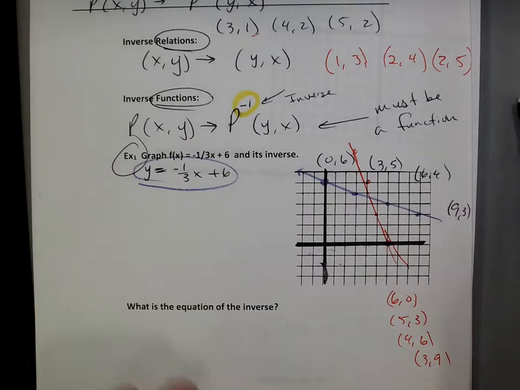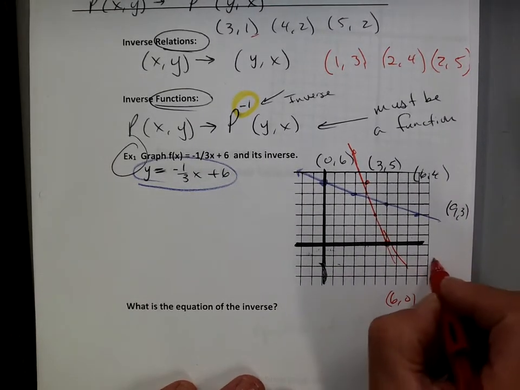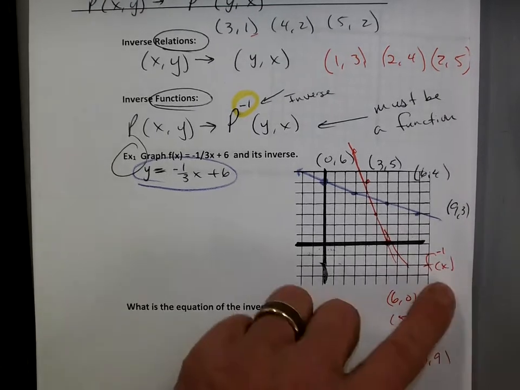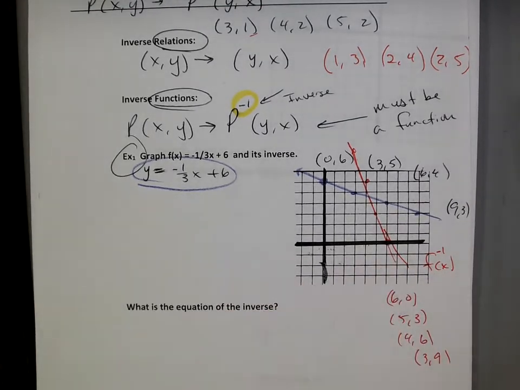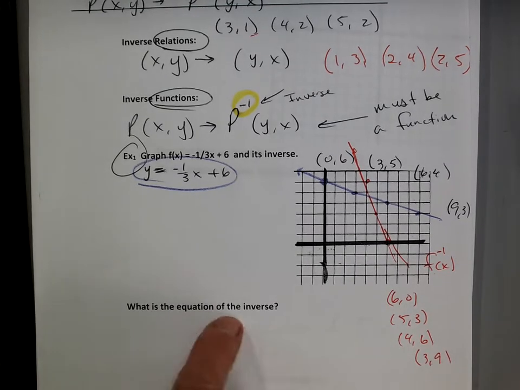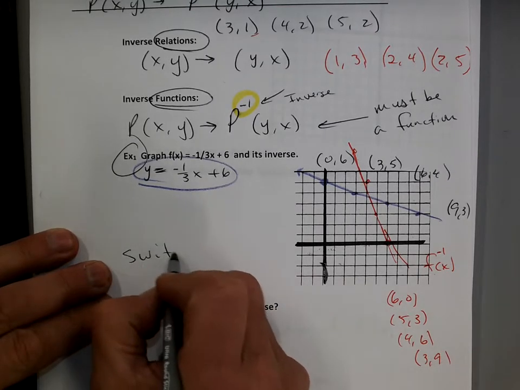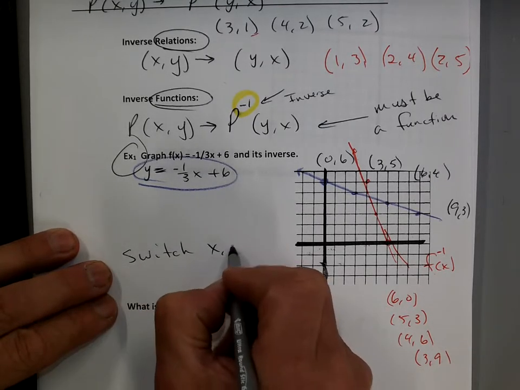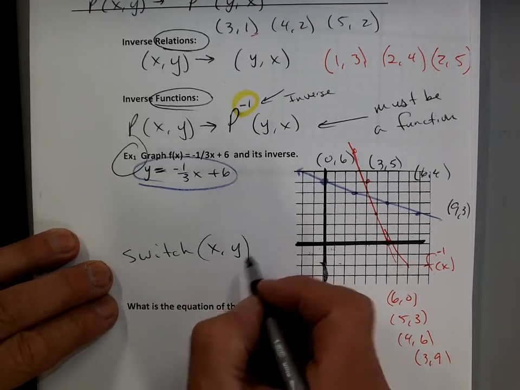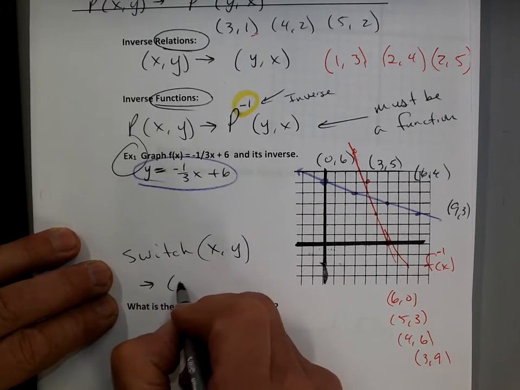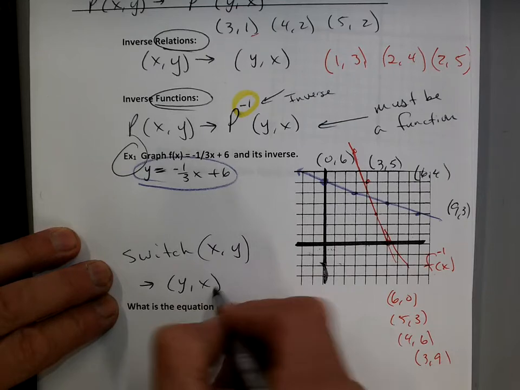So, here's my inverse. Let's call that f inverse of x. Okay, so that's the symbol. Here's my line. Now, what's the equation? Well, to do the equation, we need the equation of this inverse. What we do is we switch the x's and y's. We're going to switch it to y comma x.